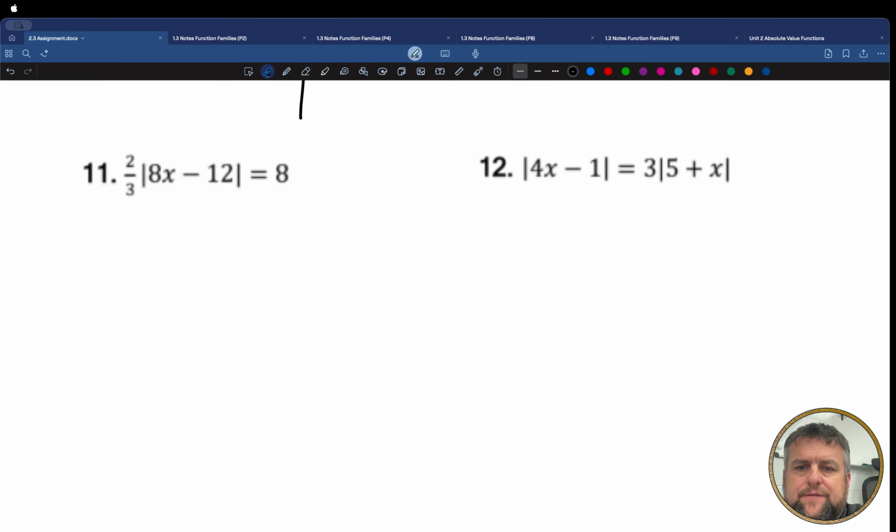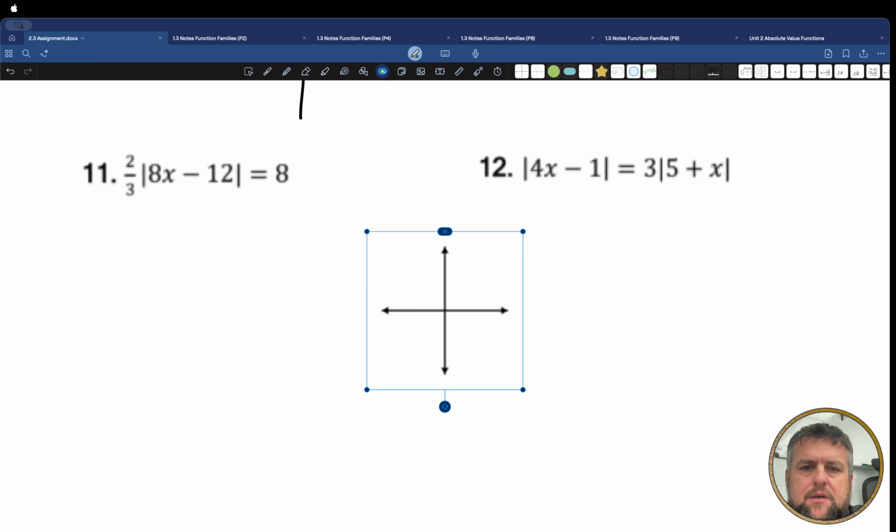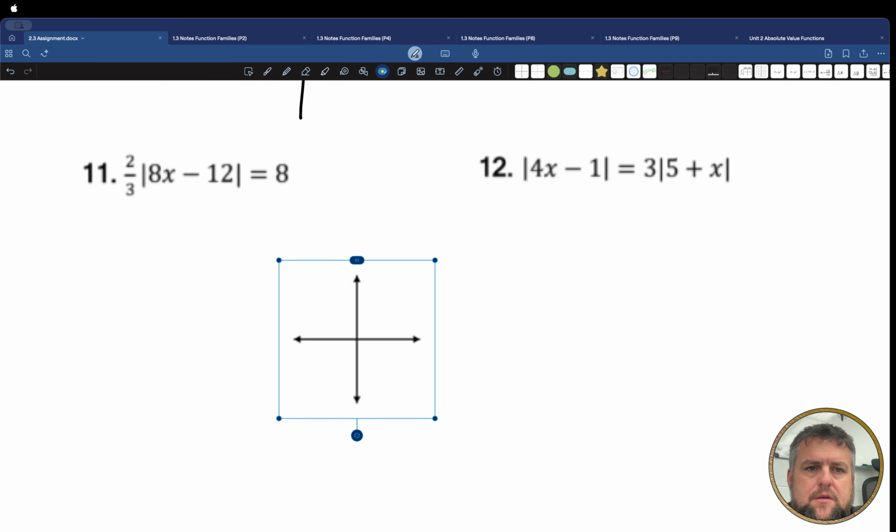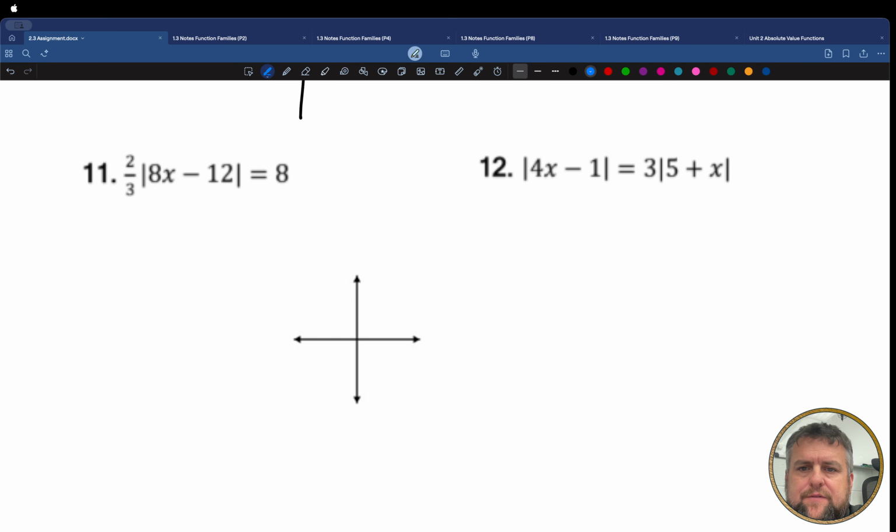Okay, in this next video, I have 4x minus 1 equals 3 times the absolute value of 5 plus x. Okay, so a quick sketch of this one. So I have 4x minus 1, the absolute value of that. That's going to have a vertex of 1, 0. It has a steep positive slope, so it's kind of stretched, or it's compressed inside.